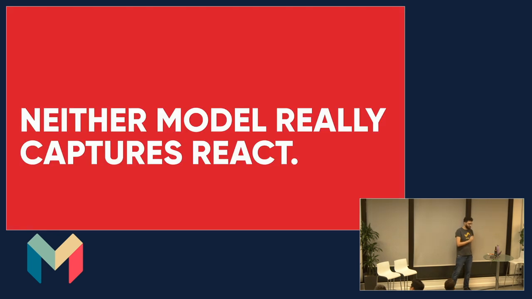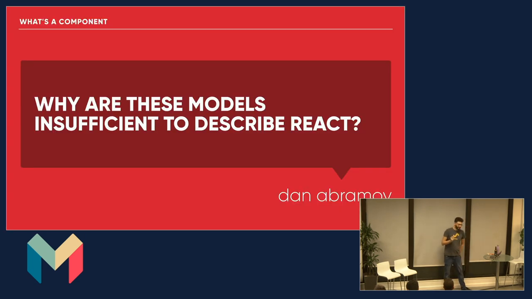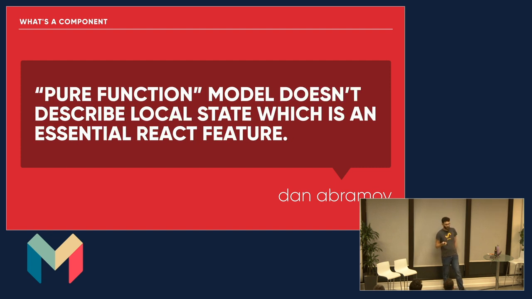The thing is, neither model really captures what a React component is. And this is not something I made up myself. This is something that Dan Abramov said. I mean, this image of him has been used many, many times, and I'm sorry. But anyway, what Dan tweeted at some point was that these two models were insufficient to describe React. The reason is that the pure function doesn't describe local state, which is an essential React feature, as we saw before. Like we said, you would write a function component if you didn't need to handle internal state.